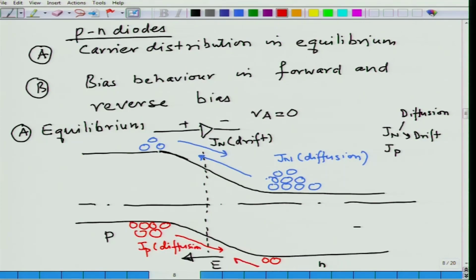and this would be the holes will follow the field. This will be the J p field due to the drift. So, in overall balance in the equilibrium, the electron concentration moving due to diffusion from n to p and moving from p to n due to drift balances each other. The same thing happens for the holes.